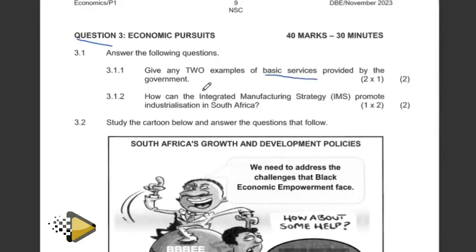Number one, the government issues what we call grants.